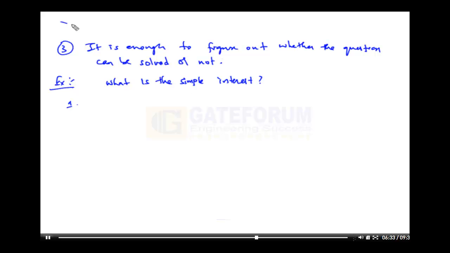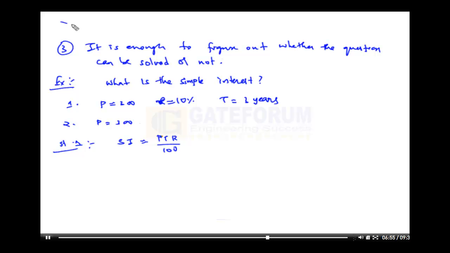Statement 1 is P is equal to 300, that is principal is equal to 300, rate of interest is equal to 10%, and time period is equal to 3 years. And statement 2 is P is equal to 300. Observe statement 1: when we need to find simple interest, we have SI is equal to PTR by 100. If we know P, T and R, these 3 values, then we can happily find the simple interest. Therefore, if you observe statement 1, all the 3 variables are given. Definitely we can solve the problem.